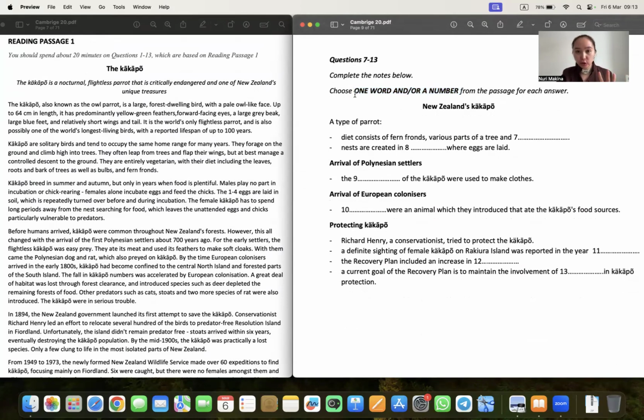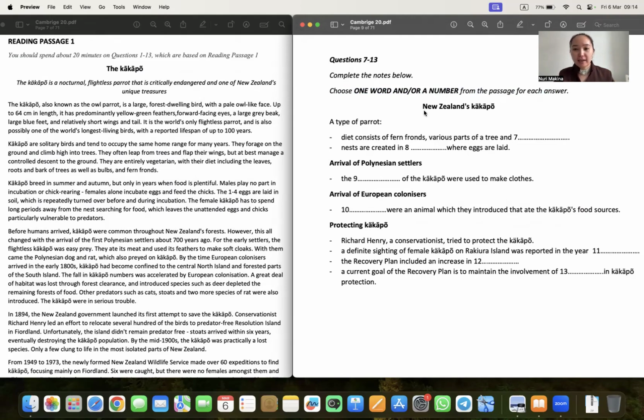Whenever you complete the tasks on IELTS, try to read the task. The task is your friend. Please keep in mind that you have to read the task whenever you start reading. Our task says one word and or a number, meaning the answer might be a word, or it might also be a number. Sometimes you're going to get a task which says two words or no more than two words. Here we have one word or one number.